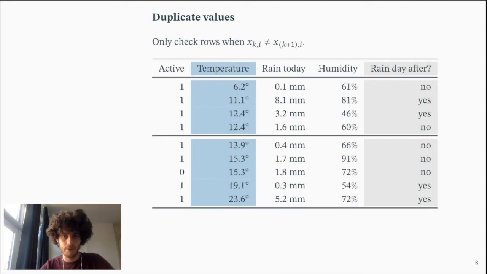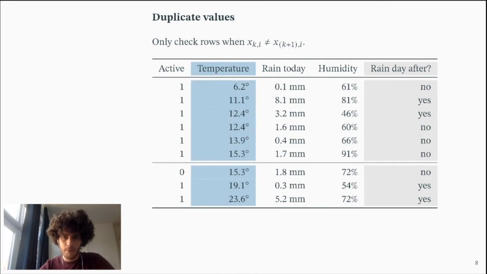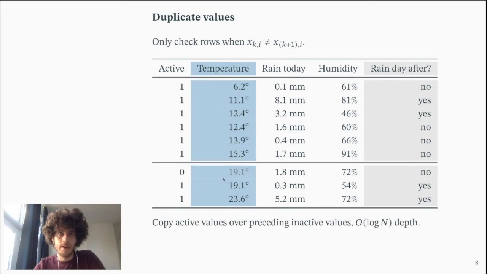We keep on going through the table, but we see this causes a problem here, because here the next value is the same, but it's not active. So we need to take into account only the active rows when considering these neighbors. And this becomes a problem because we don't know how many non-active rows there are. So our solution is basically to copy the rows that have active values over preceding inactive values. With this, we have a solution that does this in log n depth. So per node we only have this log n depth factor, which greatly improves the efficiency of our method.